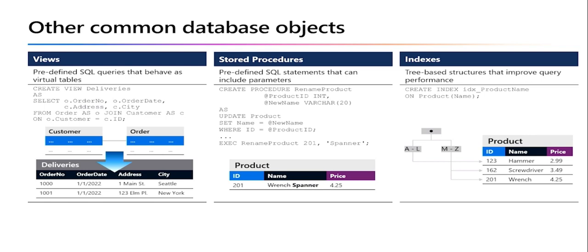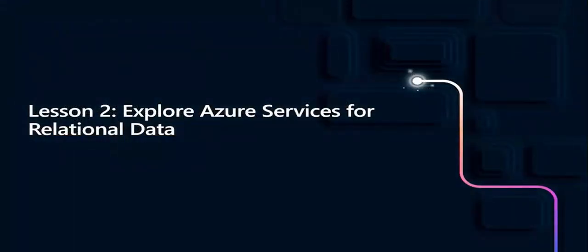These types of database objects and others enable you to build a comprehensive relational database that applications can use to store, manage, and retrieve details of entities efficiently and securely. So that brings us to the end of lesson 1, and we now move on to lesson 2. Explore Azure services for relational data.